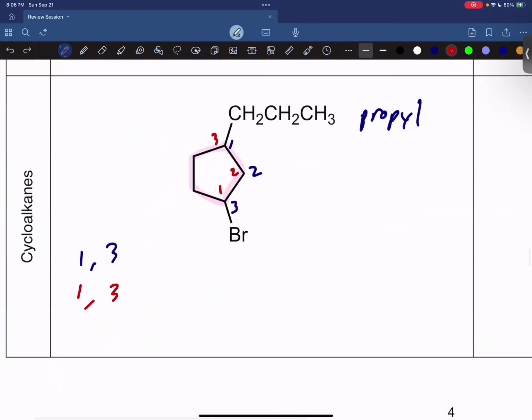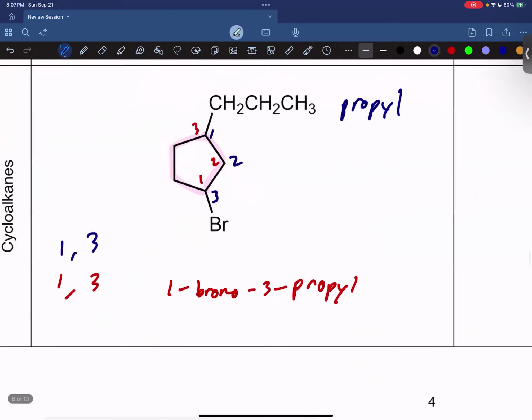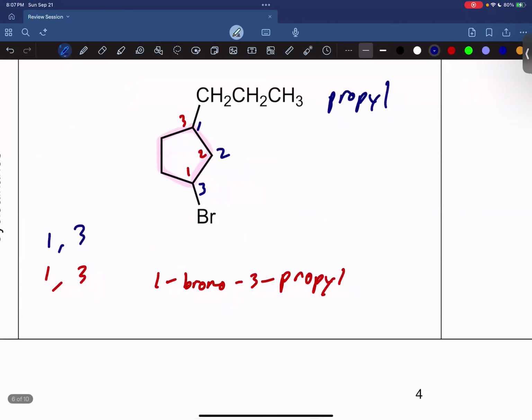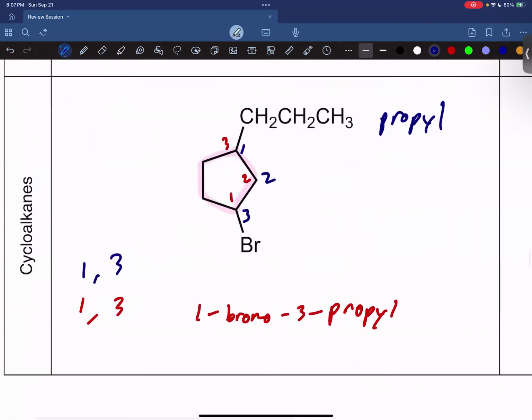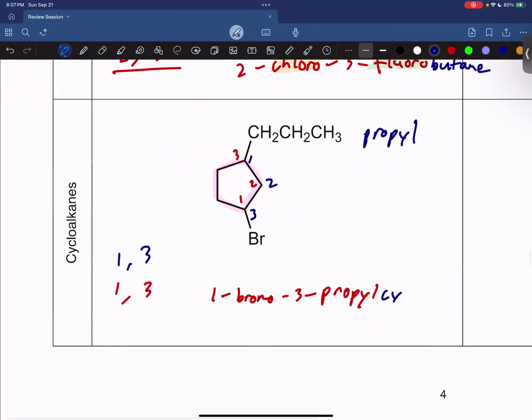So we're going to start with 1 bromo and then branches in red, I guess. 3, bless you. Propyl. Okay. What is the name of the cycloalkane in this case? How many carbons do we have? So then it's going to be, yes, I heard it. Cyclopentane.